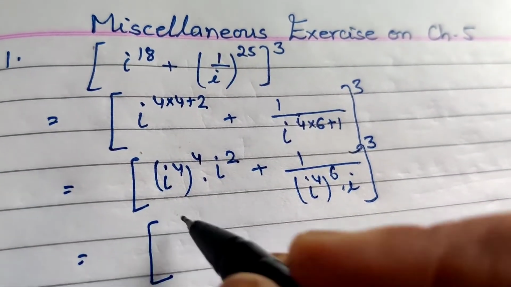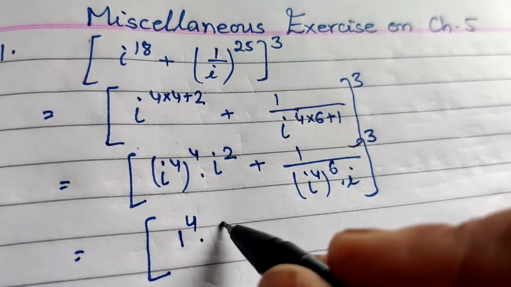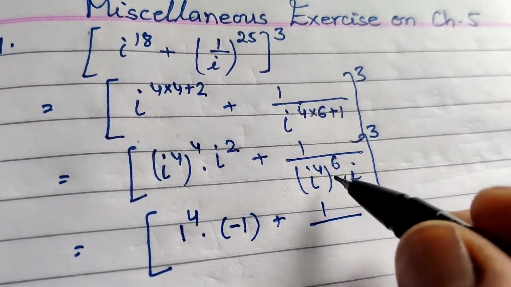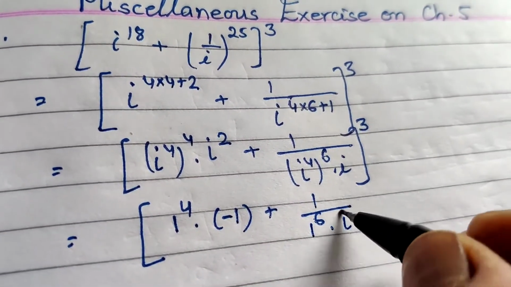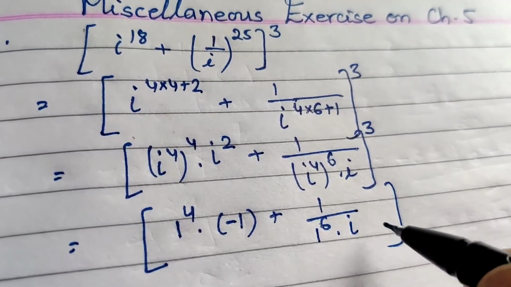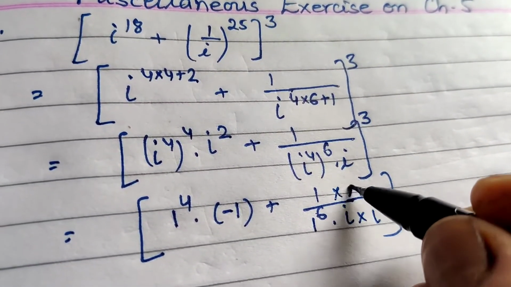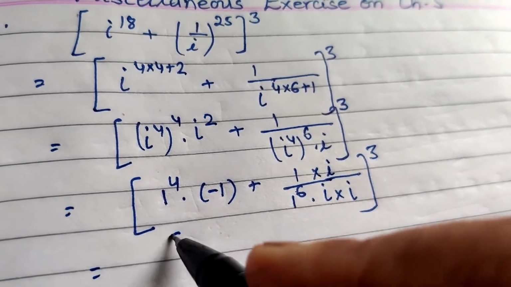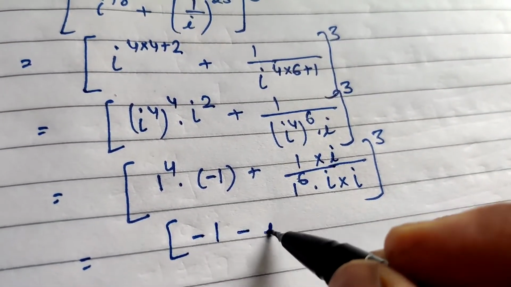We know that i raised to power 4 equal to 1. It is 1 raised to power 4, and i square equal to minus 1. In the same way, 1 upon (i raised to power 4) raised to power 6 and i, and multiply i in denominator and numerator. Whole cube. Okay. It means it is equal to minus 1 and this one is equal to minus i.